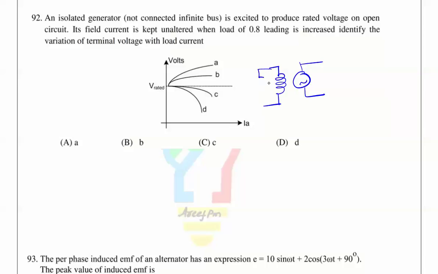Excitation is kept constant. Now in this case, if you draw the curves of the armature current and rated voltage, this is ZPF lag, this is UPF, this is 0.8 lead, and this one is ZPF lead. So the variation here is, as the current increases, the terminal voltage increases because the excitation is kept constant. So the appropriate answer here is B.